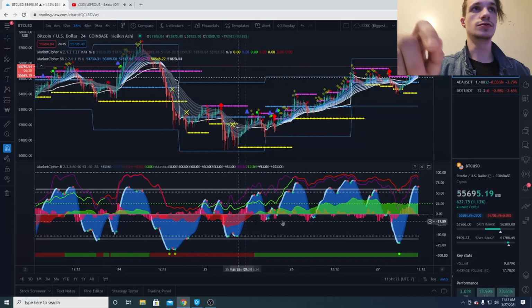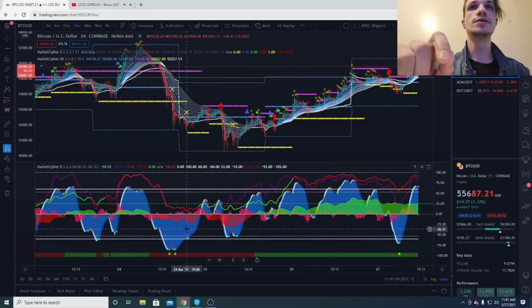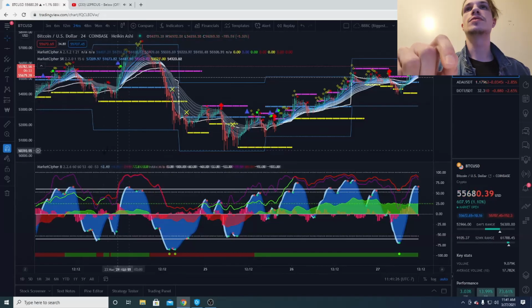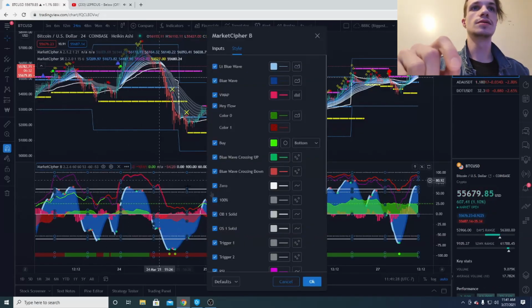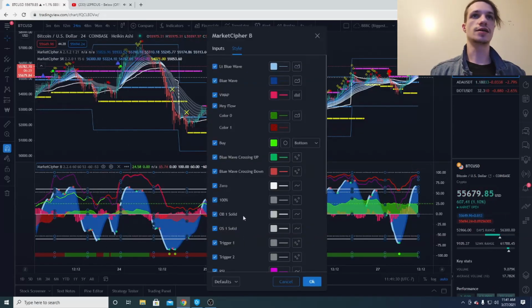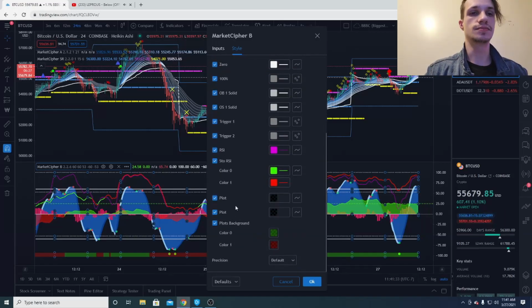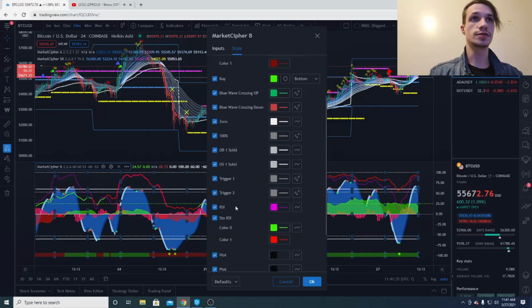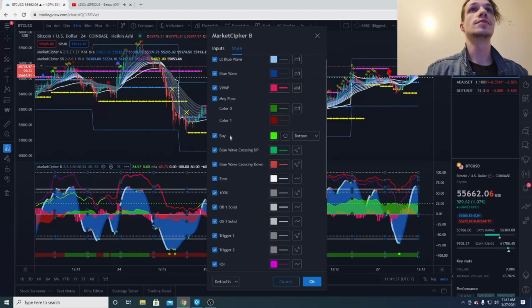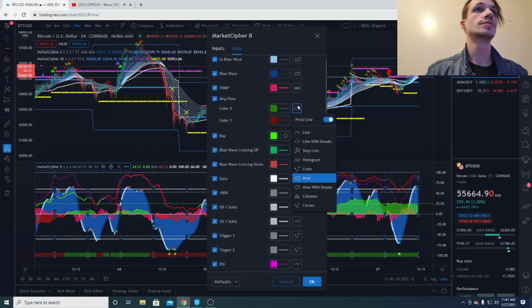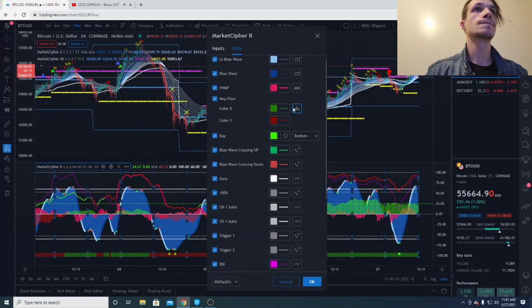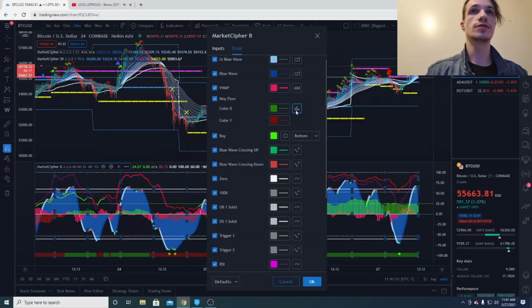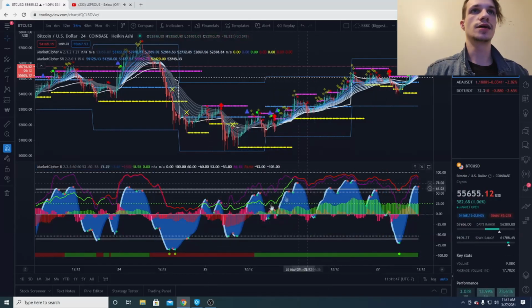The next thing I like to do is adjust the money flow. So I will go back here to settings. I do this because I personally like the columns and the histograms. It just makes it easier for me personally. That's what I like to do. So for money flow, we'll do the columns, and now we have our columns.